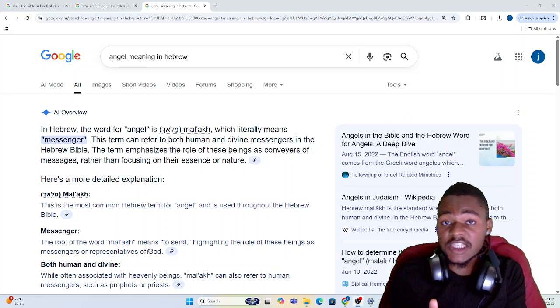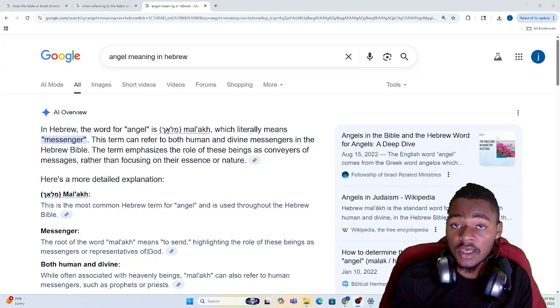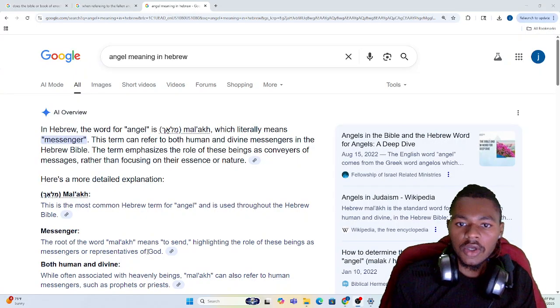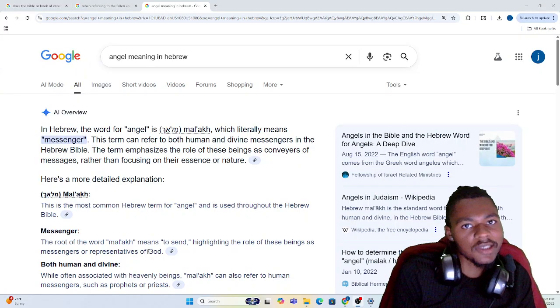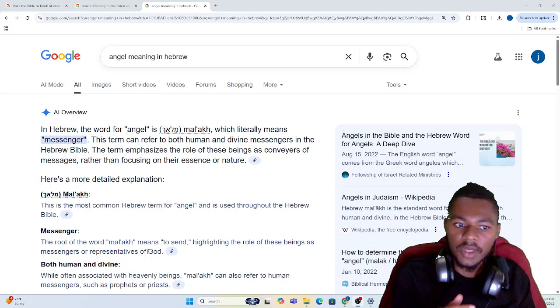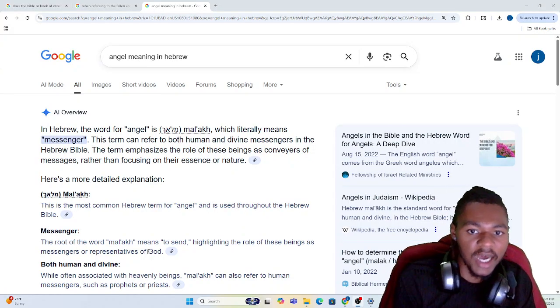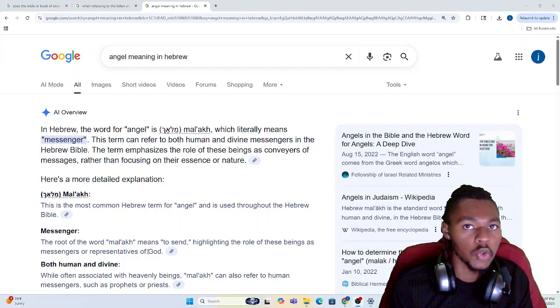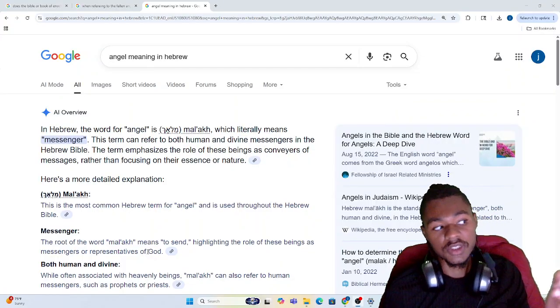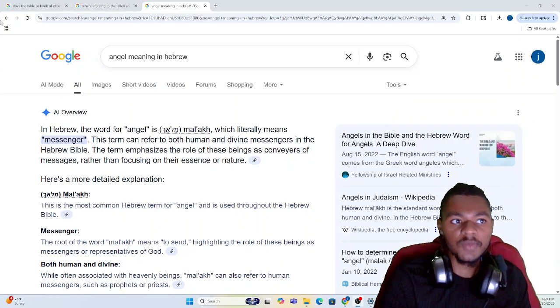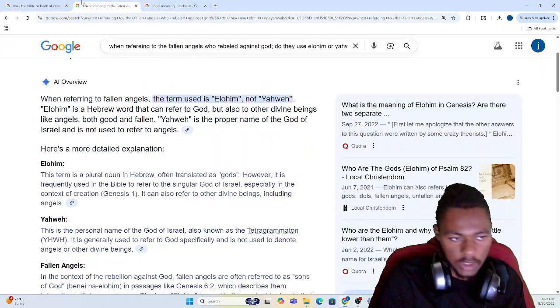And I'm saying this because the fallen angels, a lot of them were really just ETs. And when it comes to rebelling against God, the word for God that they used wasn't even Yahweh. It was Elohim. Oh, you don't believe me? Okay, let's pull it up.